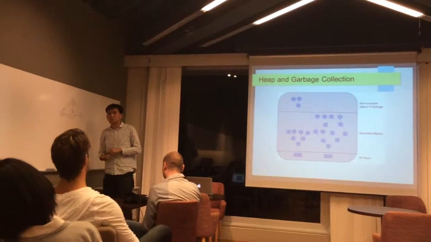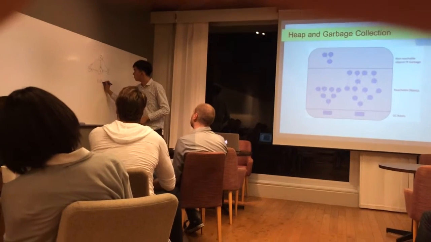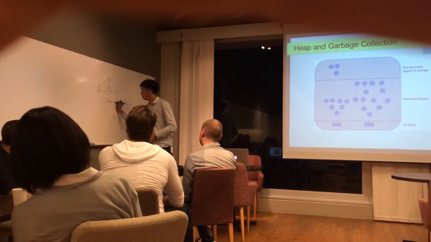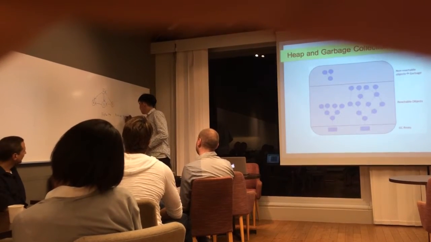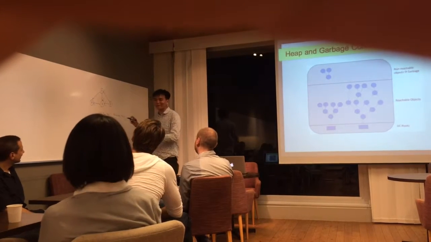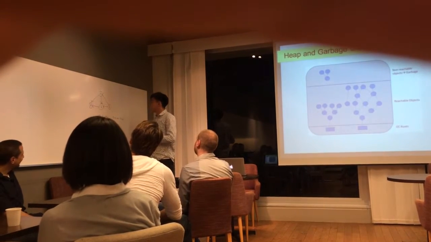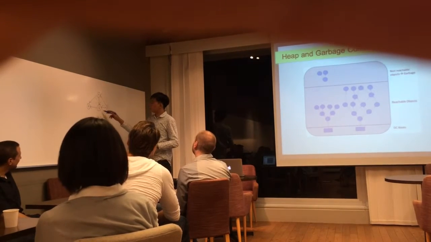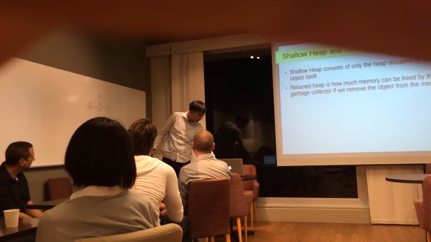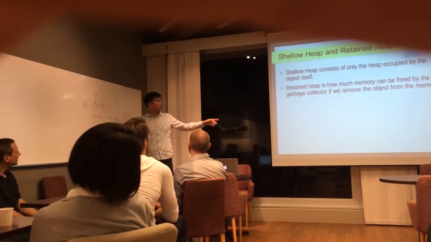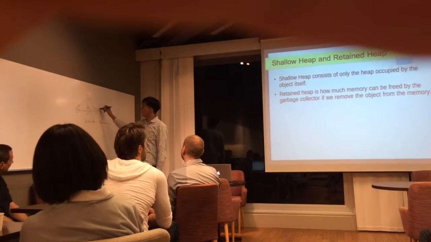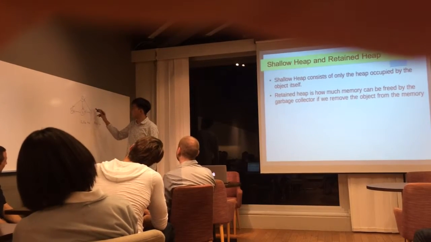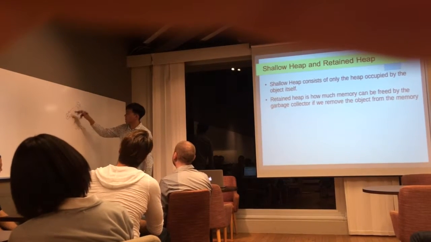So there are two types of heap. First is the shallow heap. And the second is the retained heap. I'm sorry, my writing is not very good. The shallow heap consists of only the heap of the object itself. So, for example, the shallow heap of one is only one, the shallow heap of two is two, three is three, four is four.